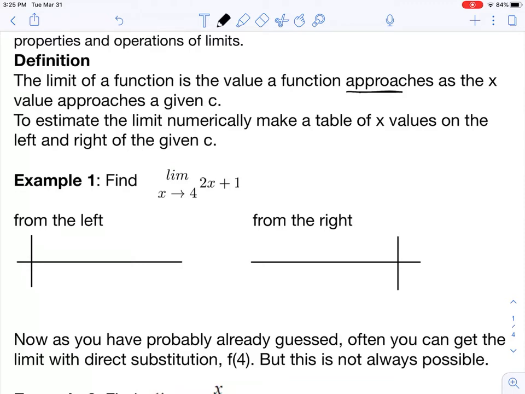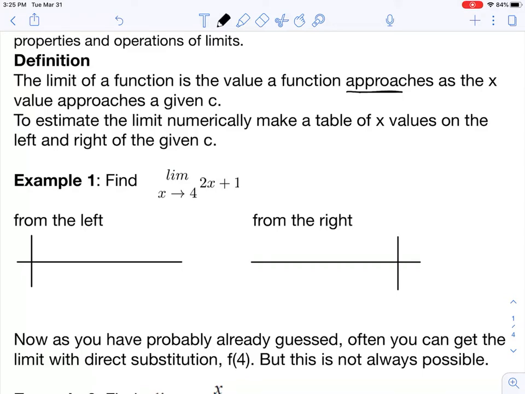Okay, the limit as x approaches 4 of 2x plus 1. So what you want to do is fill in the table with values on the left-hand side and then on the right-hand side of 4. And I will let you do that. Pause for a second, and then I'll fill out mine.